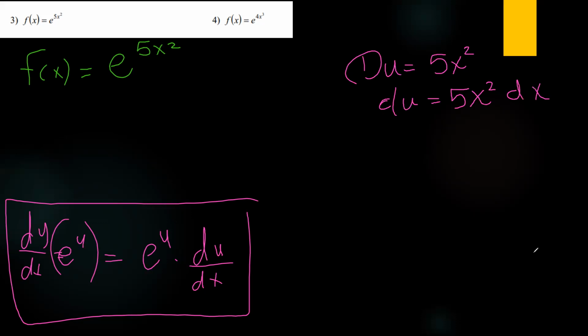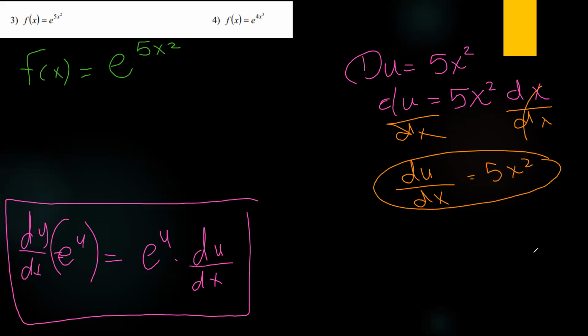Then what did I need? I need du over dx. So I will divide by dx in order to get it. So what did I have now? I have u and I have du over dx. Teacher, it is 10x, not 5x squared. It will be 10x. Sorry. I need to find its derivation. Then after that, now here.